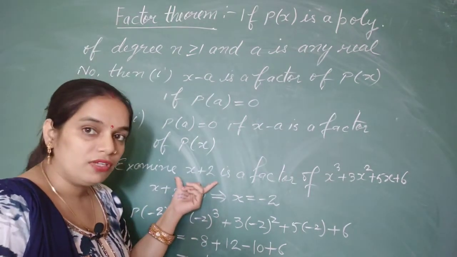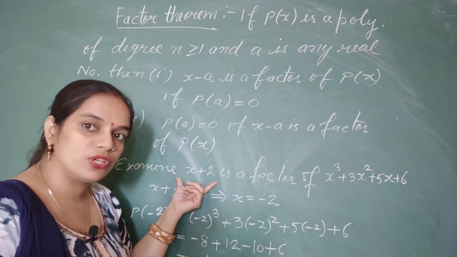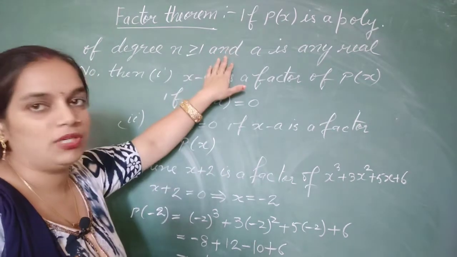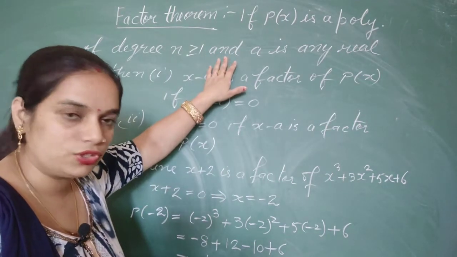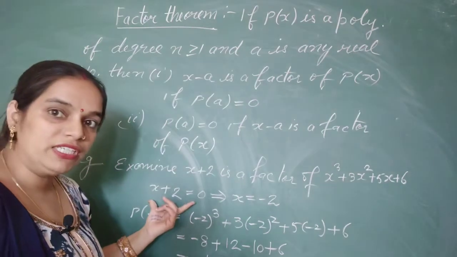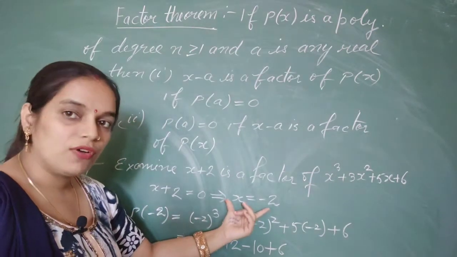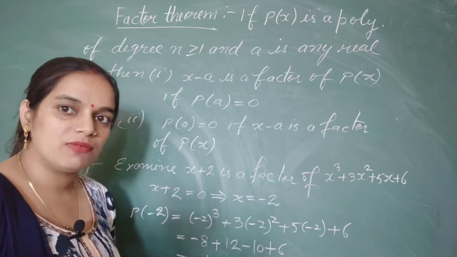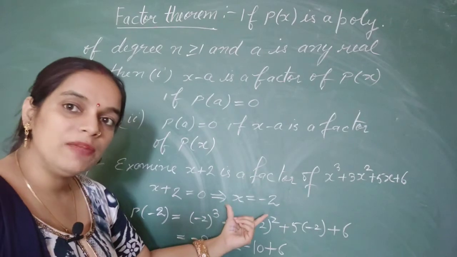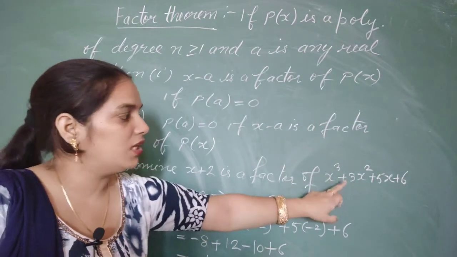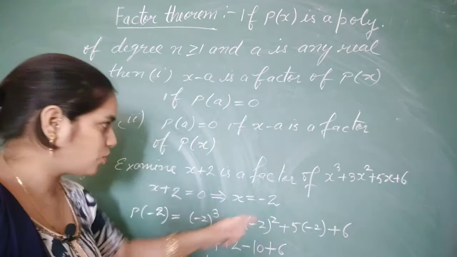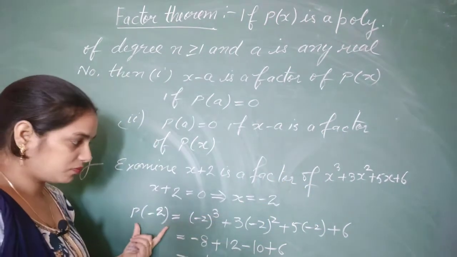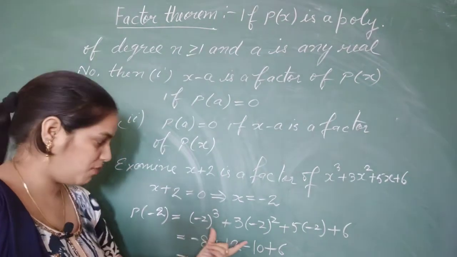Firstly, we put x plus 2 is equal to 0 so that we can evaluate the value of a, that is the real number in our statement of the theorem. From here, the value of x becomes minus 2. Now, we will put this value in our polynomial that is given in the statement. So, at the place of x, we are putting minus 2.